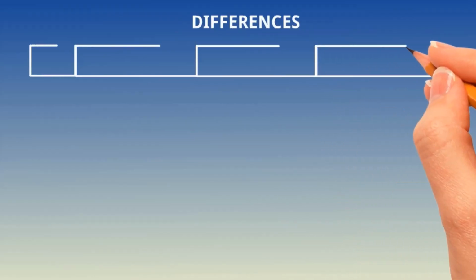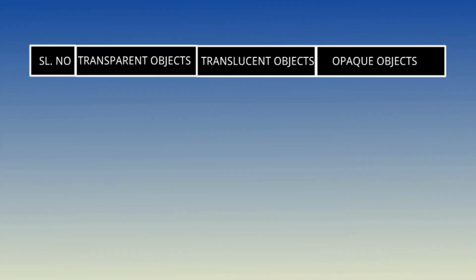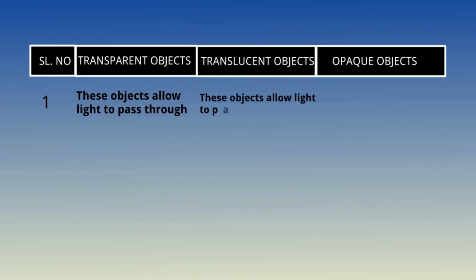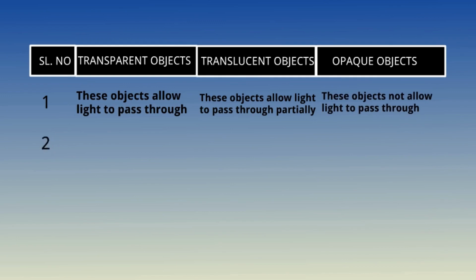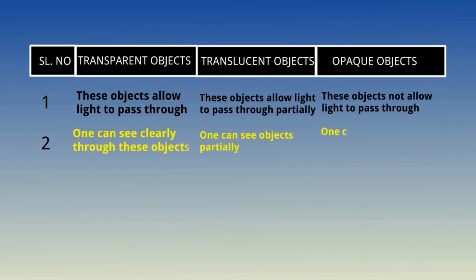So differences: transparent object, translucent object, and opaque object. Transparent objects: these objects allow light to pass through. Translucent objects: these objects allow light to pass through partially. And opaque objects: these objects do not allow light to pass through. Here one can see clearly through these objects. Here one can see objects partially. And opaque objects, one cannot see through these objects.